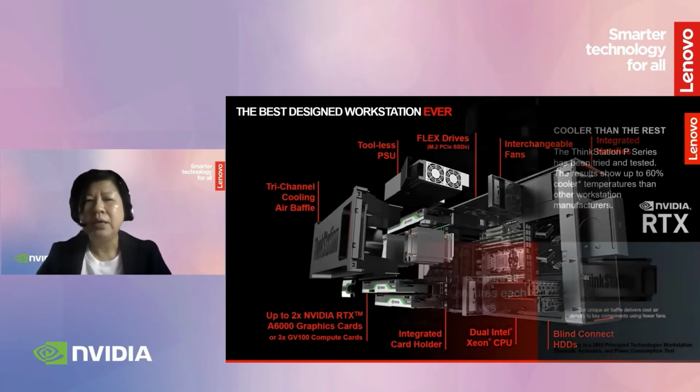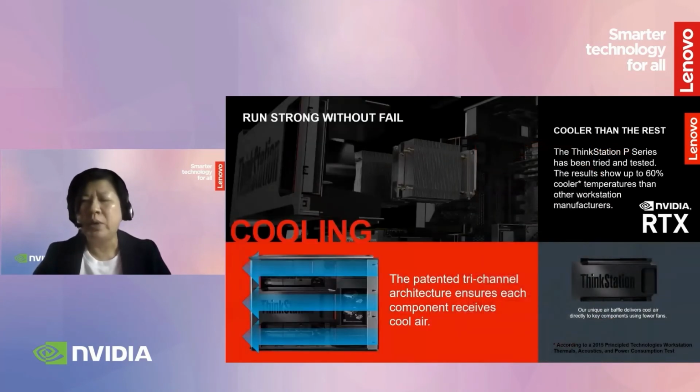Okay, so let's look at cooling. When you run a desktop workstation, usually you run it for simulation and rendering 24/7. You have to run it overnight. So ensuring that you have proper cooling is very important. So we have patented this tri-channel architecture which allows each component to receive cool air in your desktop workstation. Because of this, you can get better cooling temperature as compared to our competitors.